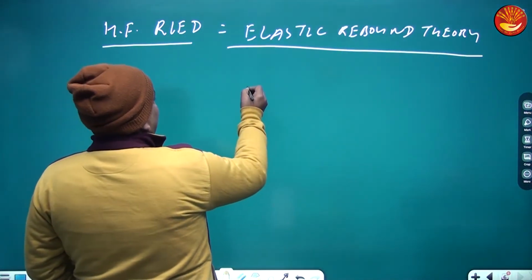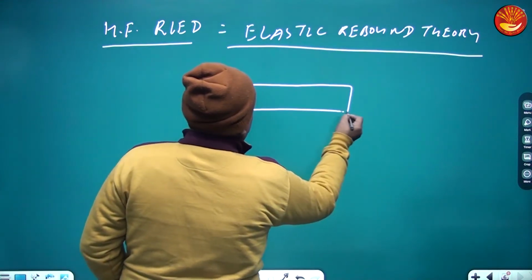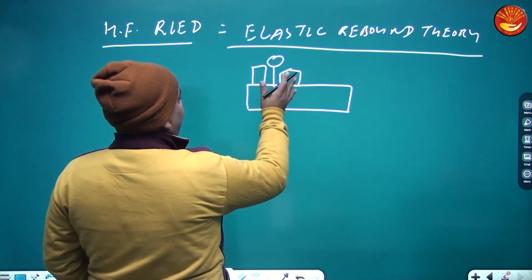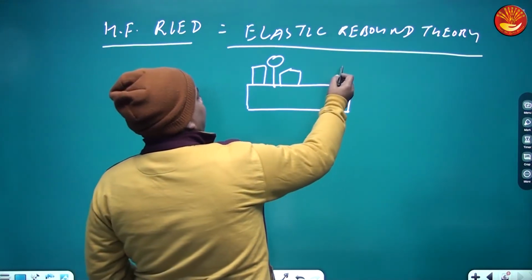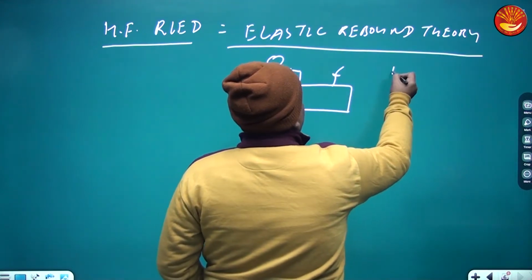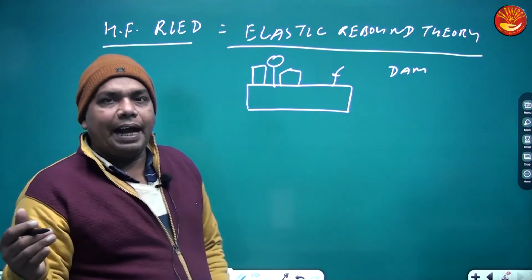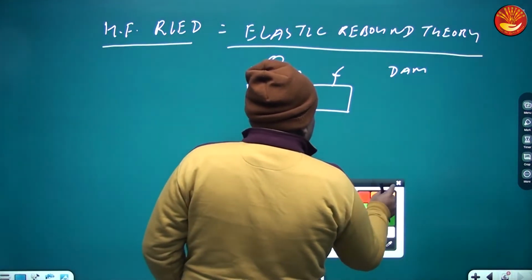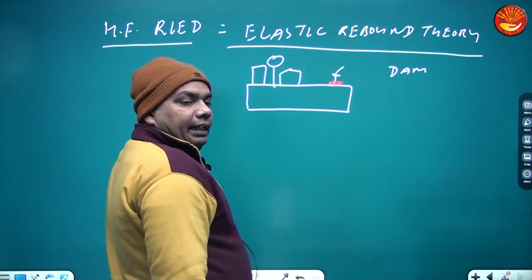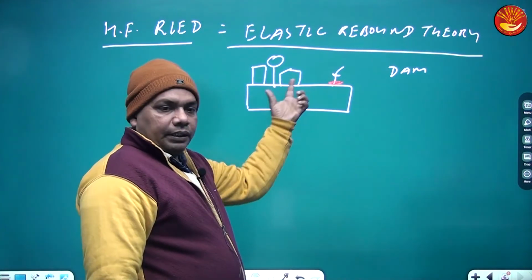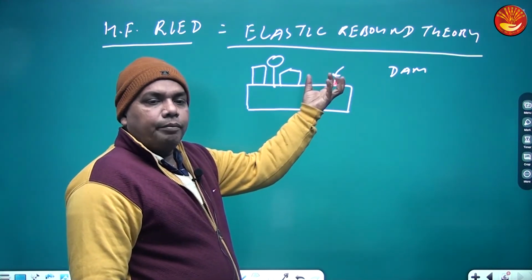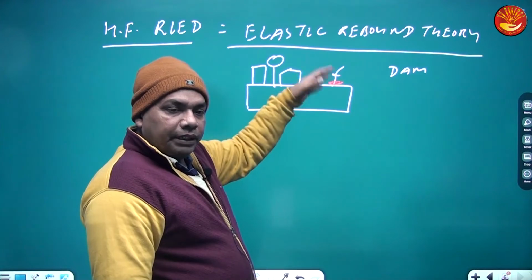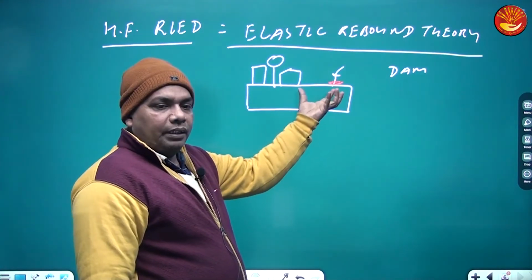Suppose this is a certain part of the earth crust. On this side, we have human settlement. Now, human beings have constructed, suppose, a dam over there. The construction of a man-made dam across the river will result in the formation of a man-made reservoir, a storage of water, which will put hydrostatic pressure on this part of the earth surface.